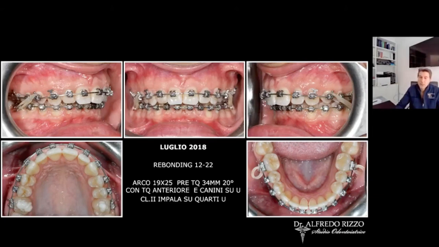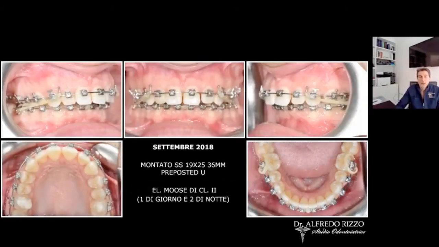I haven't connected the lower second molars because in such situations I try to do it as late as possible, because I want to create the best conditions for the lower arch to move forward. This is why I leave the second molars unbonded at this time.